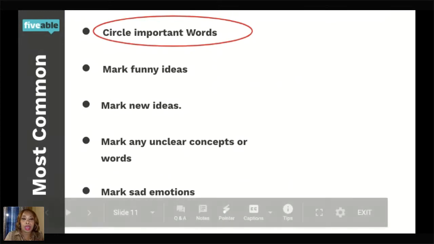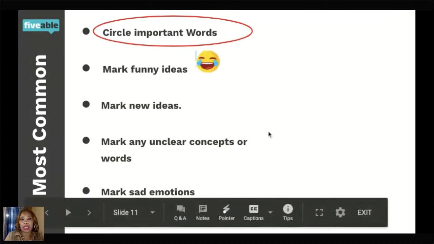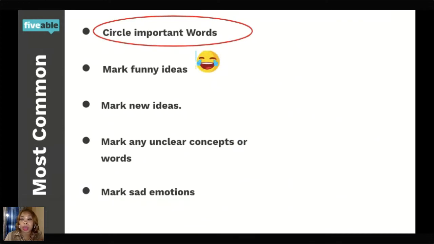Okay, marking funny ideas. So if there's something that's funny, just mark LOL, or you can put a happy face emoji. So that always stands out. Same goes for if it is a negative or a sad emotion connected with the words that you're reading. I'll put sad faces, or tell my students, if you don't want to write, just put emojis. You can put happy faces, sad faces, or something like that. Something so that you're connected with the section of the text.